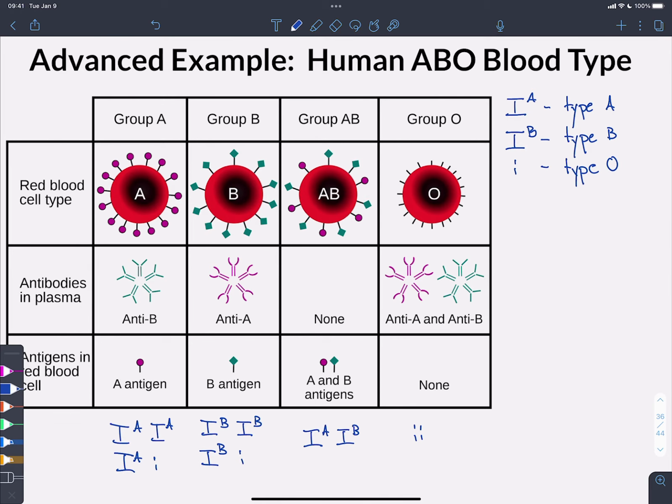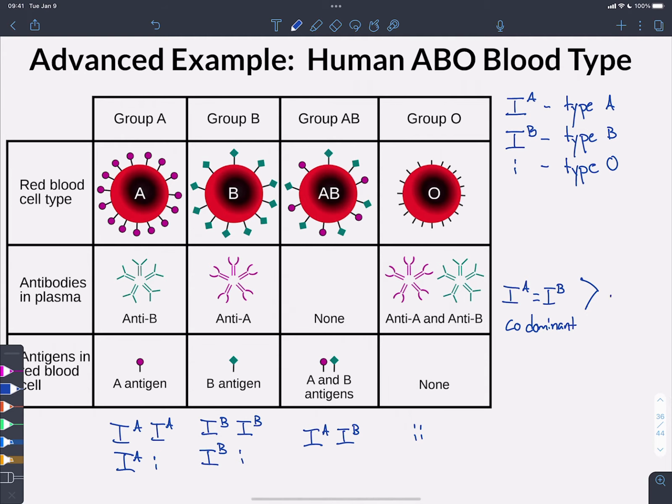Blood type is also a really good example of a situation where alleles are not in a simple dominant recessive relationship. Particularly IA and IB. IA and IB are co-dominant. What this means is that neither is dominant over the other, and so in the heterozygote, you'll express both. Both IA and IB are dominant over lowercase i.